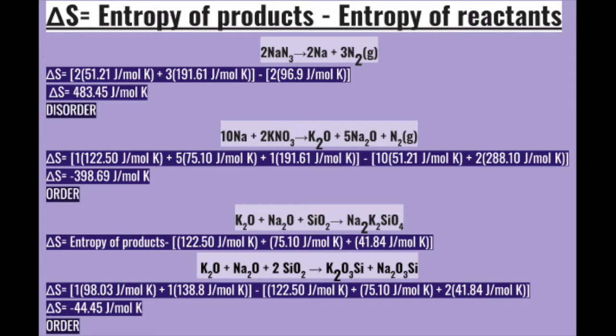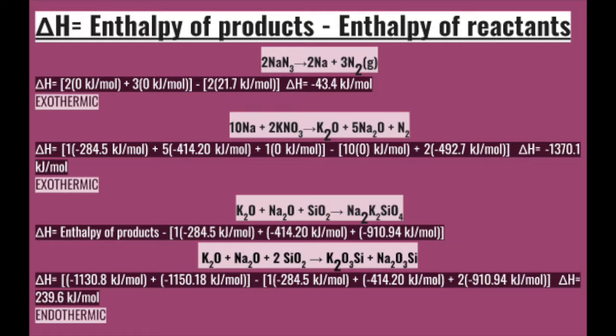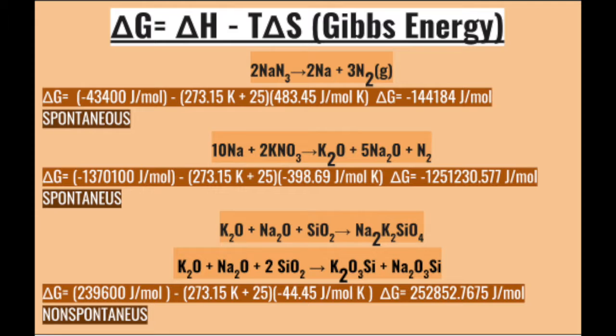The entropy of a reaction determines if it is in order or disorder. The enthalpy of a reaction determines if it's exothermic or endothermic. Gibbs energy determines if it's spontaneous or non-spontaneous. There is safety information that needs to be taken into account.